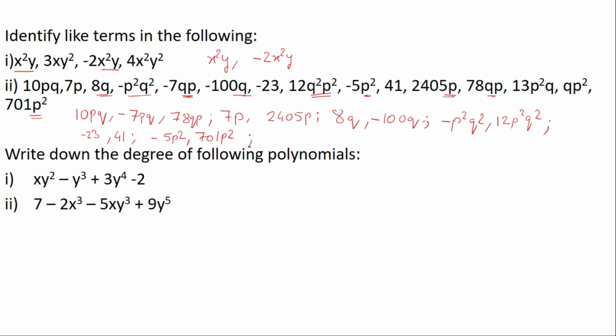And at last we will search for p square and q. So we will write 13 p square q, and you can see here just beside of it one term is there, that is qp square. Both mean the same. So what like terms do we have?